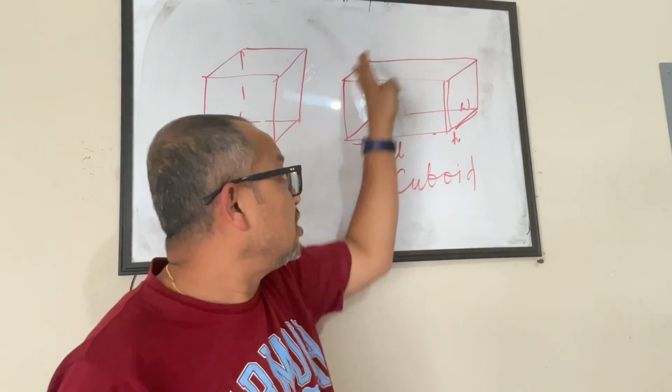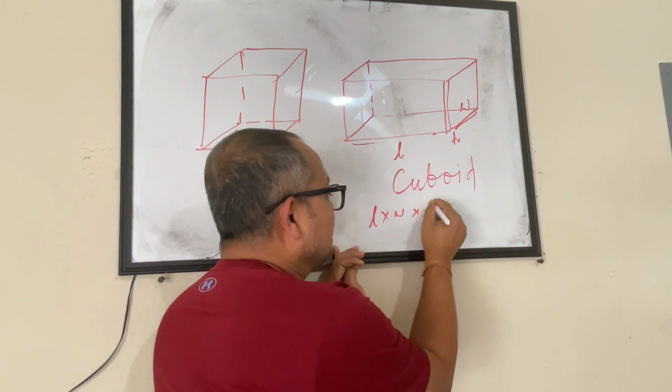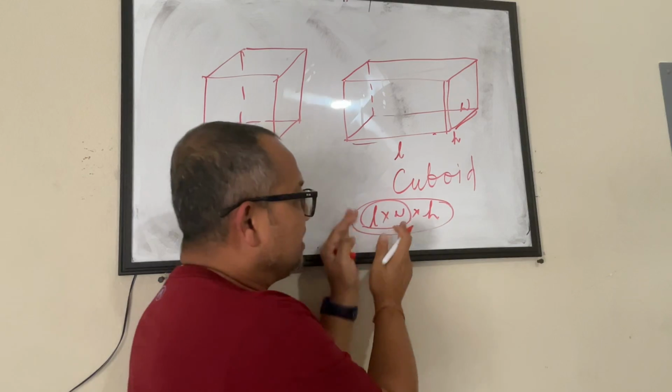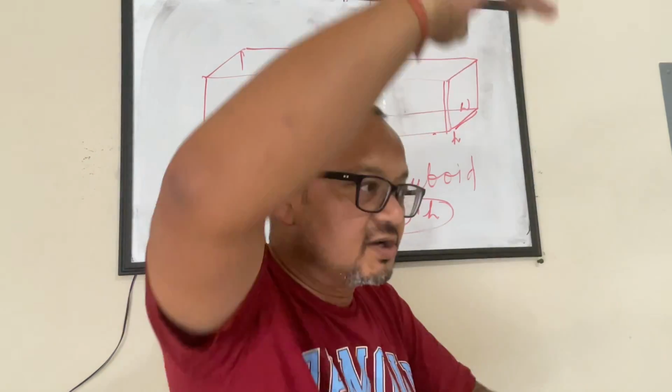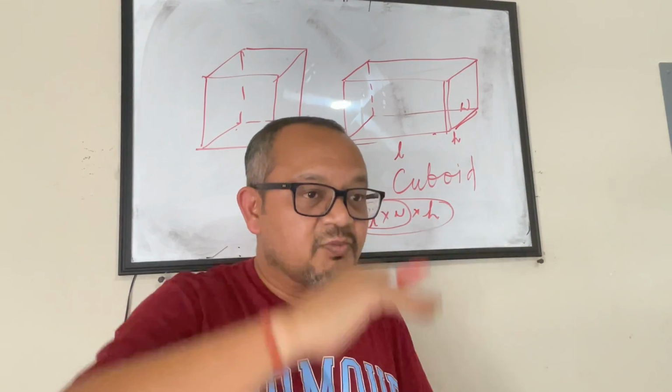So the volume of this cuboid will be length times width times height. Meaning, even if your length and width remain fixed, if you keep on increasing the height, you are making the box bigger. It will have more volume. It will take more space.